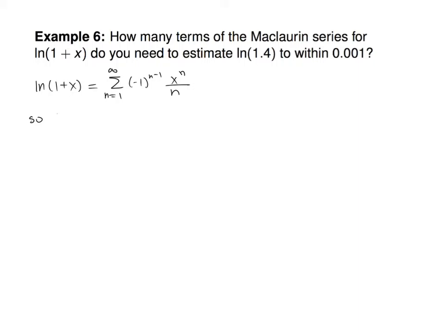So, how does ln of 1.4 relate to that function? This ln of 1 plus x has a built-in 1 plus some number in it, right? So to talk about ln of 1.4, we've got to make it into ln of 1 plus some number. 1 plus 0.4. Ln of 1 plus 0.4 is going to equal a sum, n equals 1 to infinity, negative 1 to the n minus 1, 0.4 to the n over n.